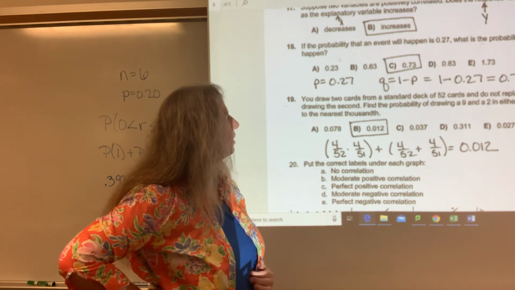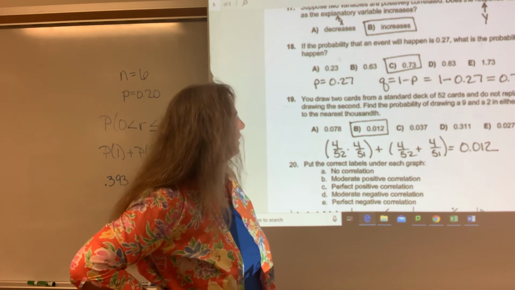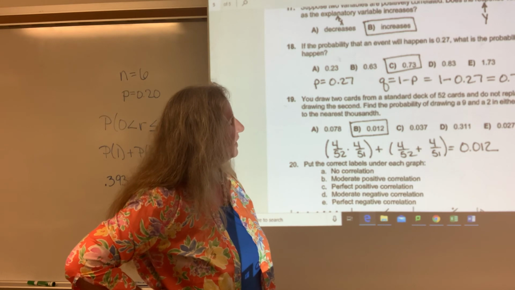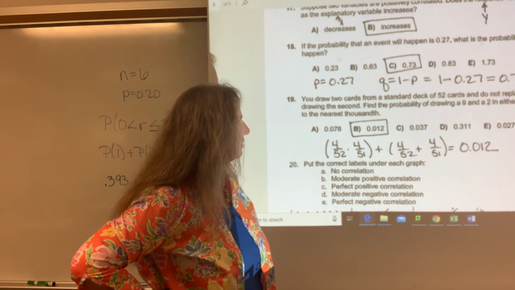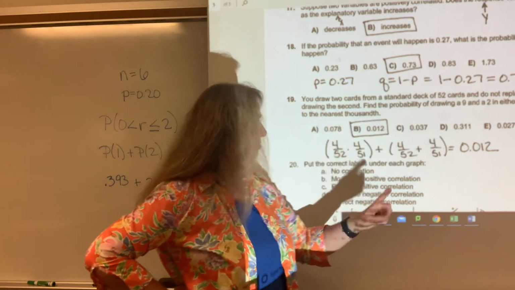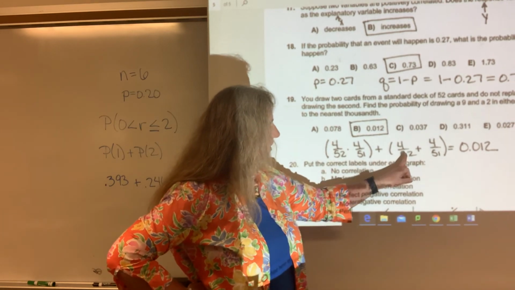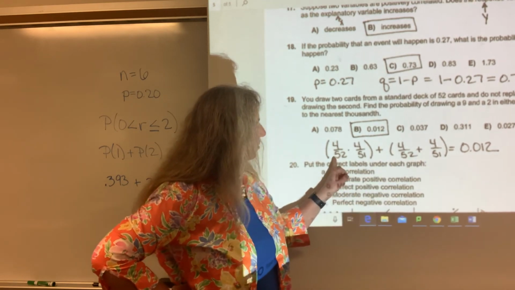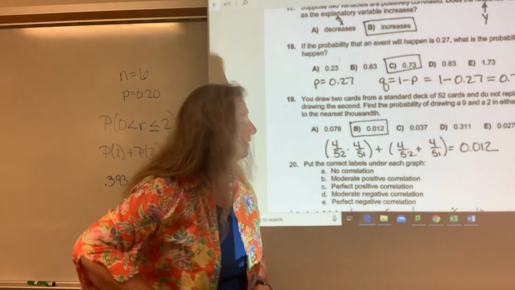You draw 2 cards from a standard deck of 52 cards and do not replace the first one before drawing the second. Find the probability of drawing a 9 and a 2 in either order. Round your answer to the nearest thousandth. So a 9 and a 2 in either order. So I could draw a 9 and a 2, or a 2 and a 9. And again, that should be a multiplication sign. So I guarantee a question like this will be on the exam. I guarantee it, all right?